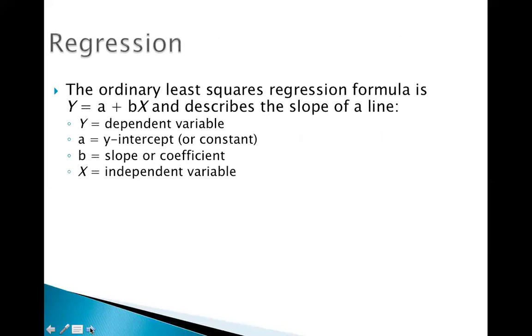Okay, so the ordinary least squares regression model, commonly called OLS, formula is the formula of a line. So those of you who are math people familiar with geometry, what you'll see here is the formula describing the slope, describing the formula for a line. So our y, again, is our dependent variable. A is the y-intercept, or also called the constant.